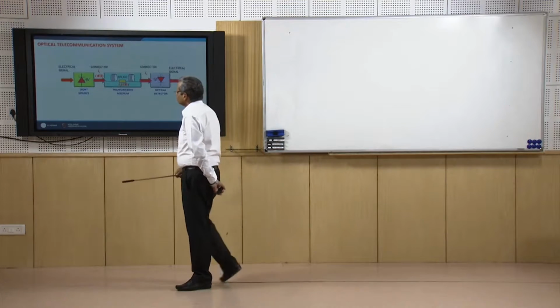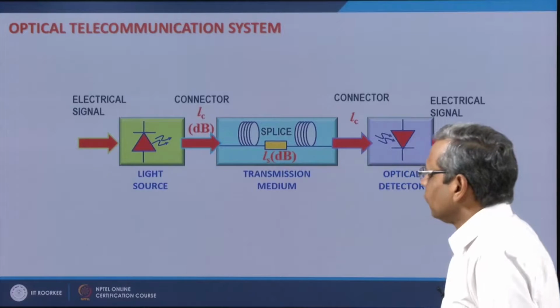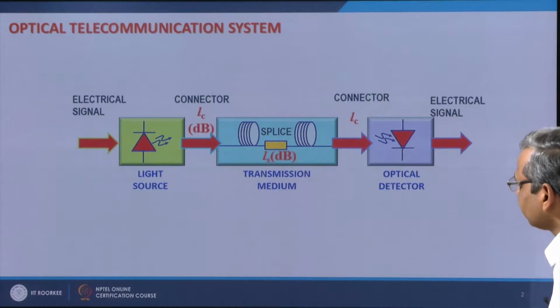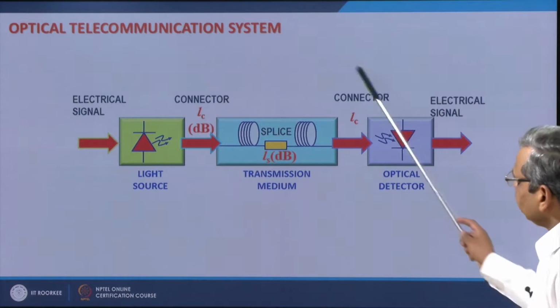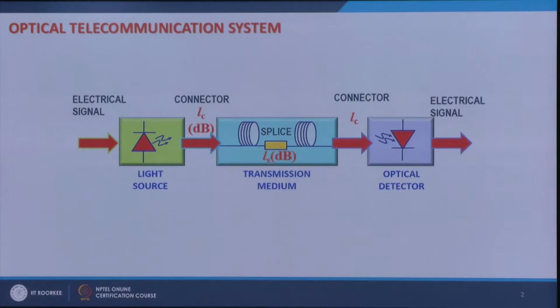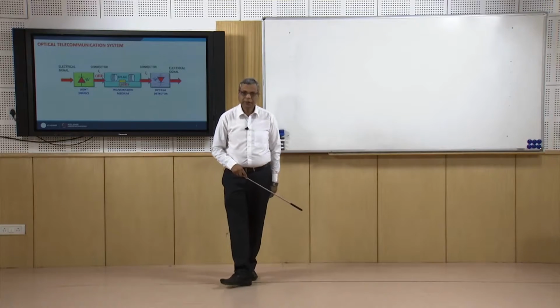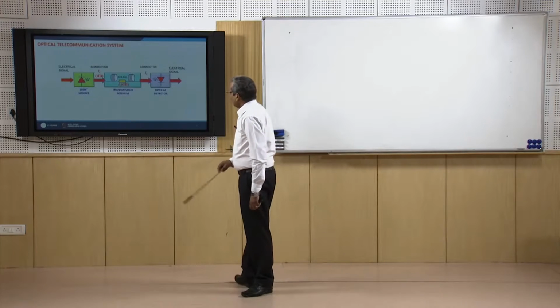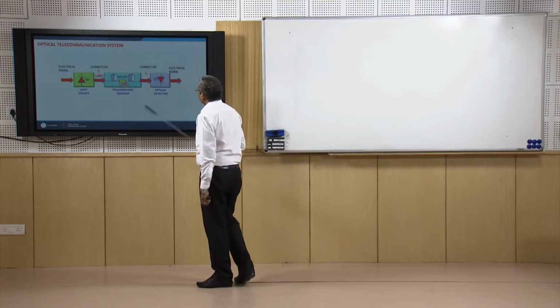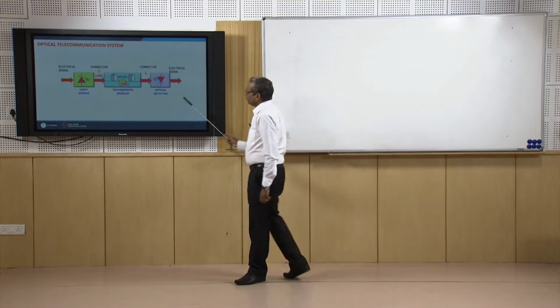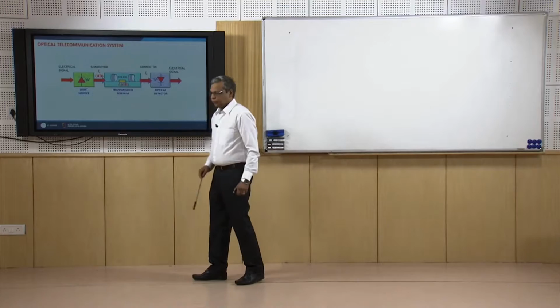In this system, at the transmitter end we have the light source for optical communication. Then in between we have the transmission medium, which comprises optical fibers, fiber-based components, and specialty fibers, and at the receiver end we have the optical detector. So, I will give you an overview of all these one by one.